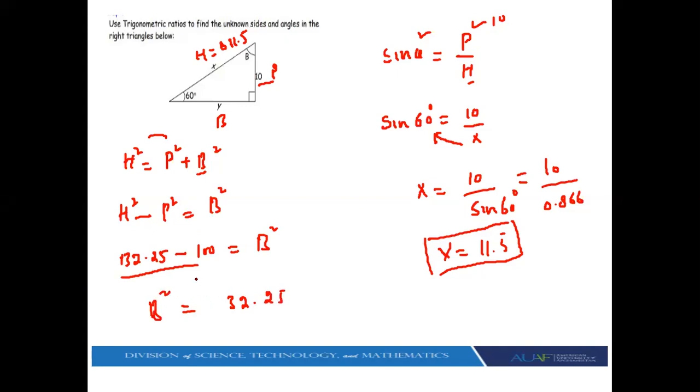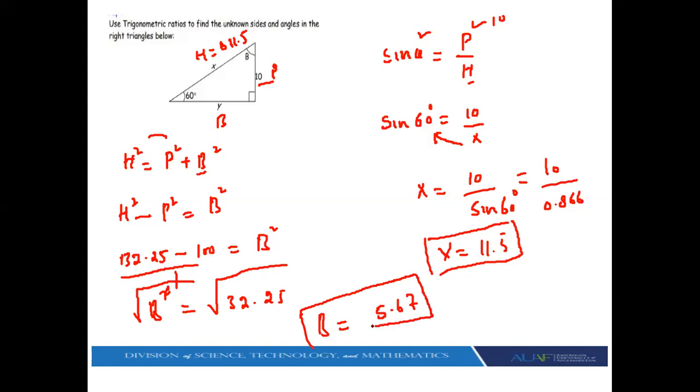So if you take square root to find the B value, square cancels with this one. We have b, and b is equal to 32.25 under the root. So we have under the root 32.25 equal to 5.67. Both values possible, plus and minus, but this is distance. So we will use what? We will use positive value because distance is always positive. So 5.67 is the value of what? Base.